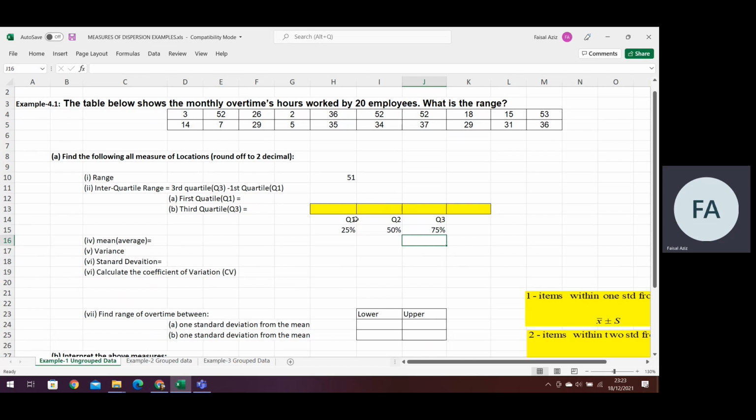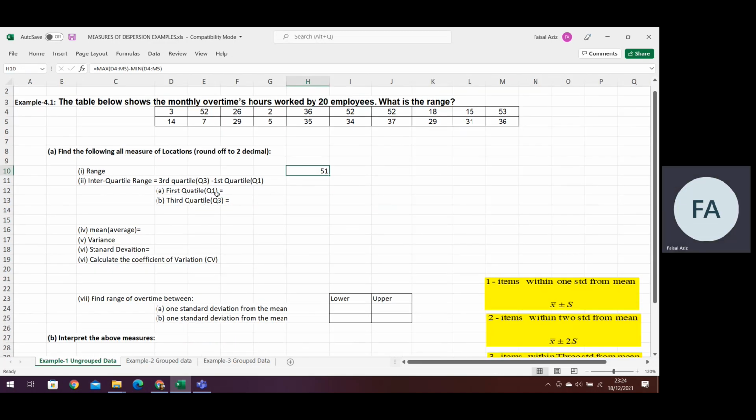So we need to calculate the first quartile, and then we need to calculate the third quartile, and afterwards we will calculate the difference to get the interquartile range. So let us calculate. I'm just deleting this example. I hope you would have understood. Let's calculate the first quartile.